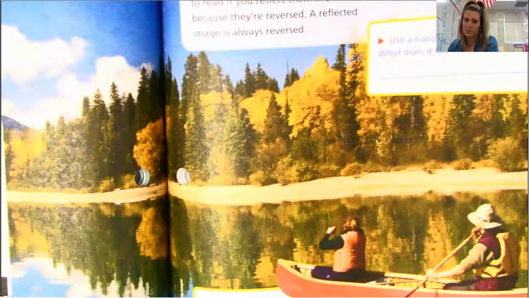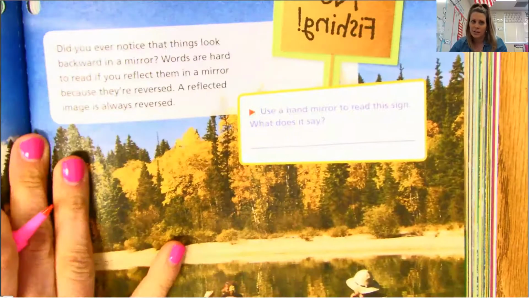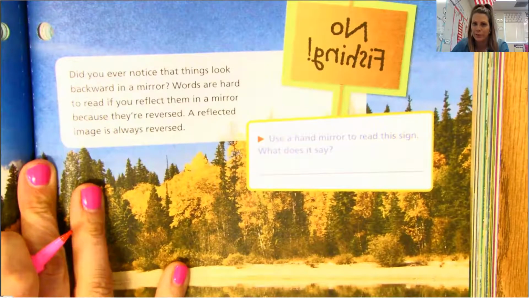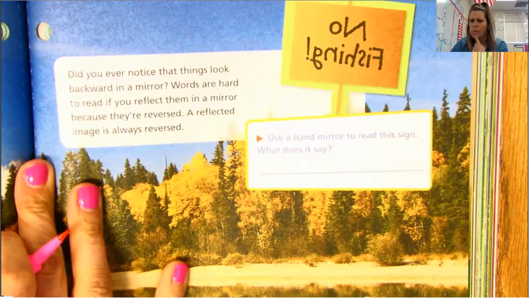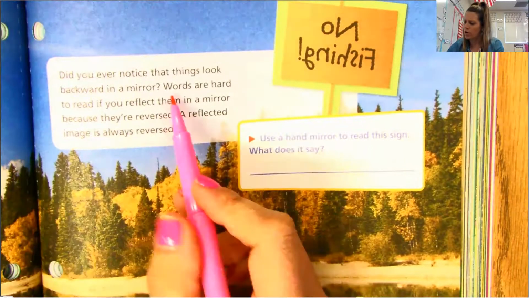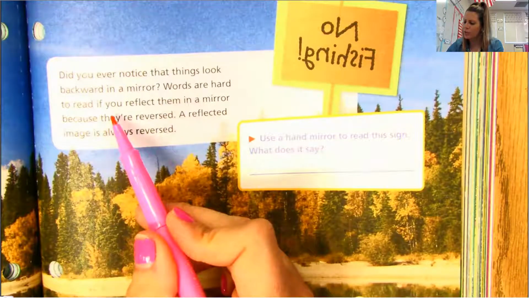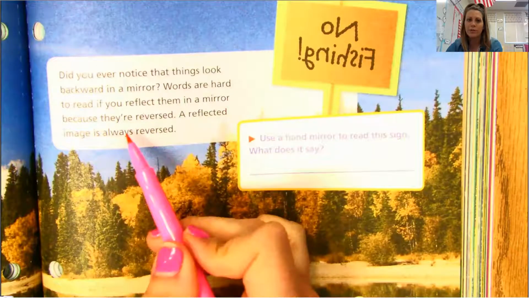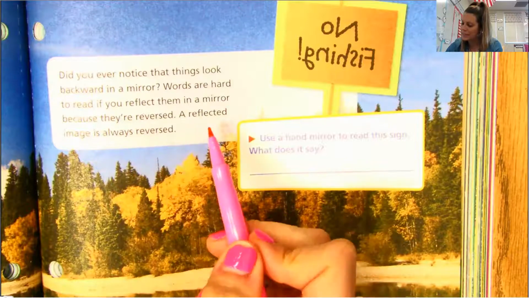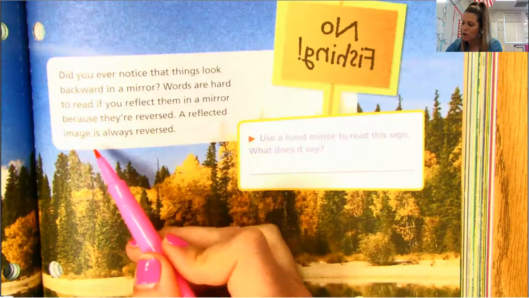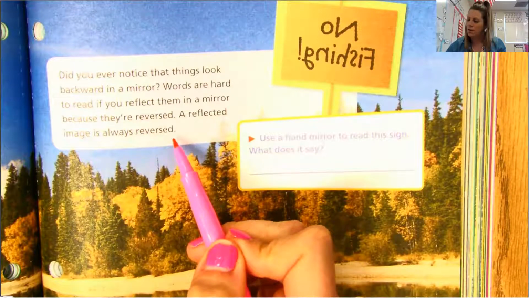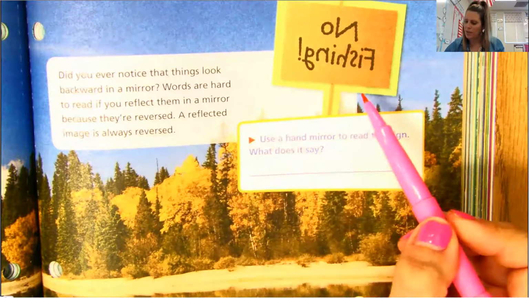All right. Still haven't found that answer yet. All right. Did you ever notice that things look backward in a mirror? Words are hard to read if you reflect them in a mirror because they're reversed. A reflected image is always reversed. All right, let's look at this real quick and then we'll think about that ambulance.